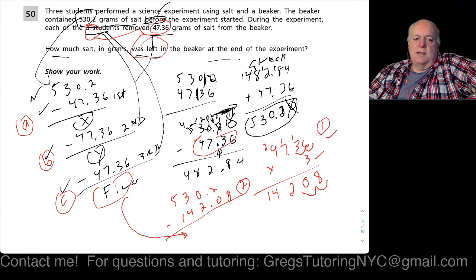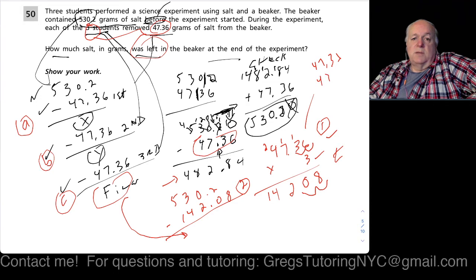Okay, this is not the answer. 482 is not the answer. We have to subtract the 47.36 again and again, 3 times. Over here, we multiplied it to figure out what they added up to be altogether, right? And by the way, this is obviously the same as 47.36 plus 47.36 plus 47.36, and add those up. We should still get the 142.08.